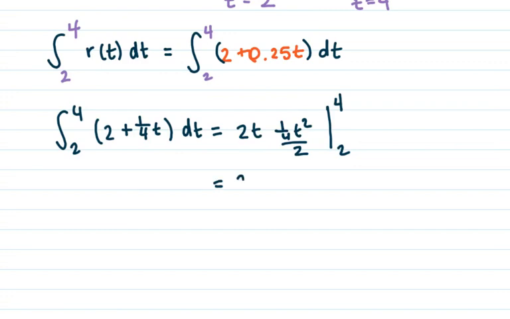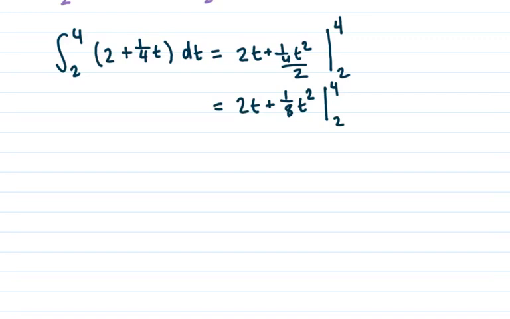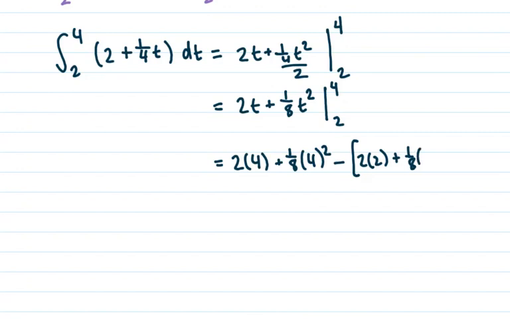So that's really going to be 2t. Oh, I totally left out a plus sign. Whoops. And that 1/4, if you have a denominator over a denominator, those just combine. That's just going to be 1 over 8 t squared, from 2 to 4. Now we simply evaluate. We're going to get 2 times 4 plus 1/8 times 4 squared, minus 2 times 2 plus 1/8 times 2 squared.